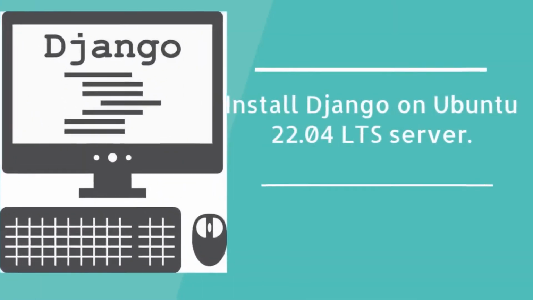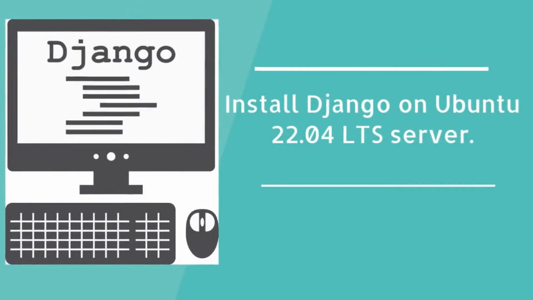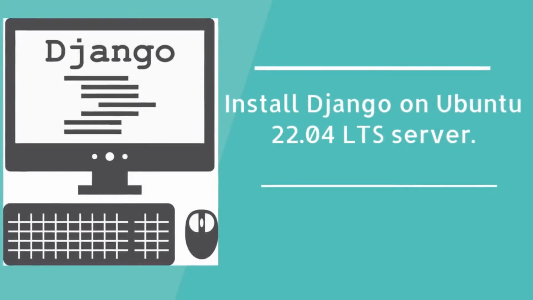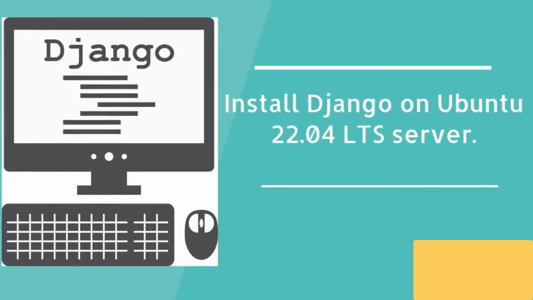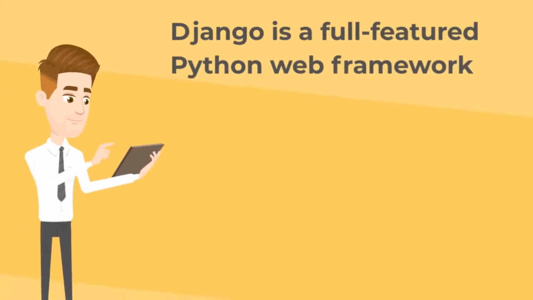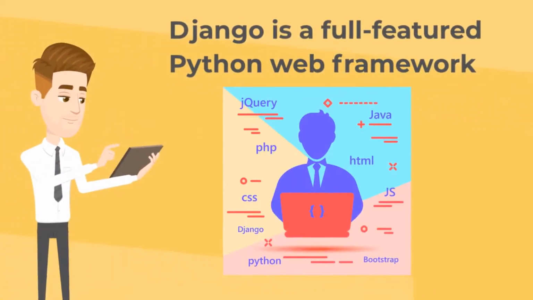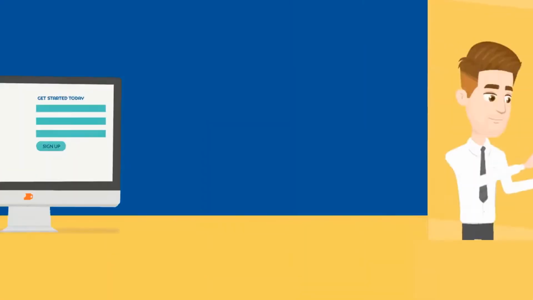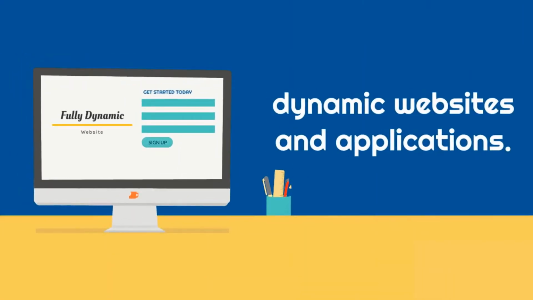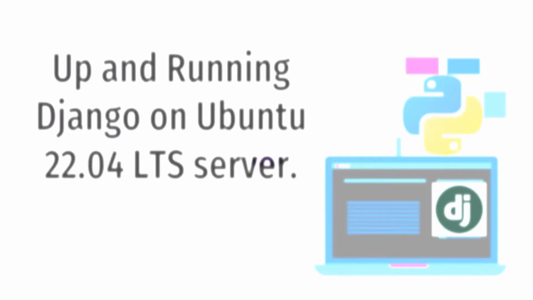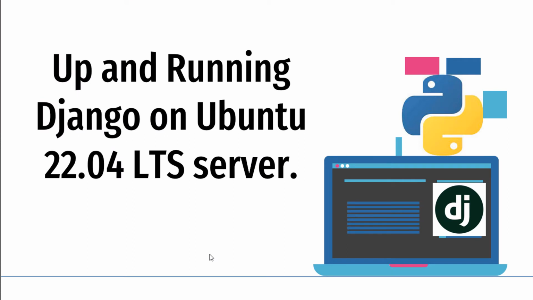In this video, we are going to install Django on Ubuntu 22.04 LTS server. Let's know about Django. Django is a full-featured Python web framework for developing dynamic websites and applications. Using Django, you can quickly create Python web applications. In this guide, you will get Django up and running on an Ubuntu 22.04 server. After installation, you will start a new project to use as the basis for your site.